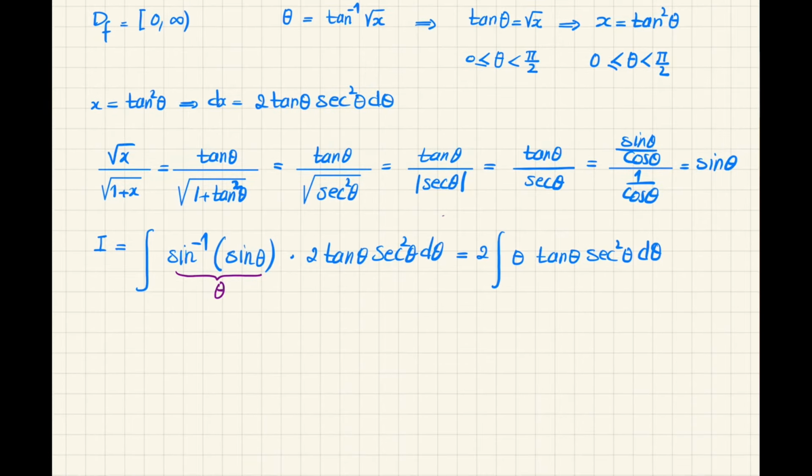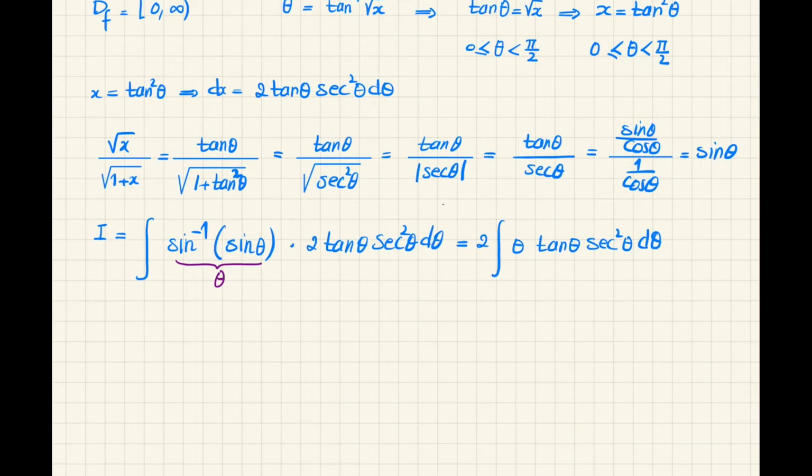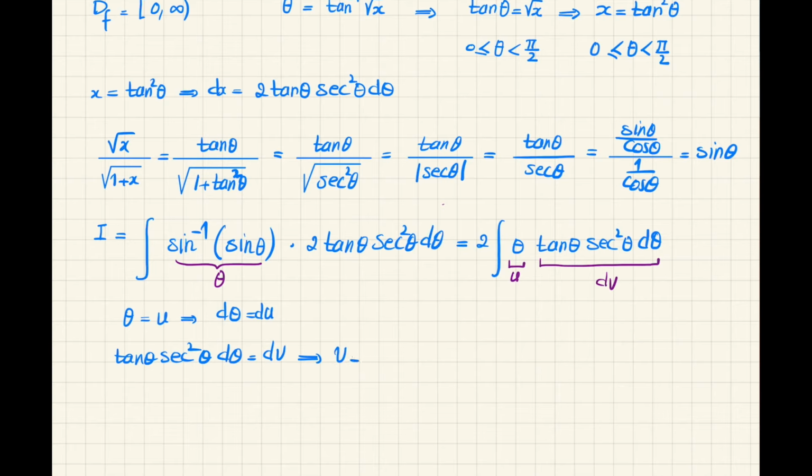Now here we can use integration by parts. What I do, I will take this one to be u and this one to be dv. So theta is equal to u, which means that d theta is du. And I will take tangent theta secant squared theta d theta to be dv. And then this means that v is the integral of this itself, so it becomes tangent theta secant squared theta d theta.